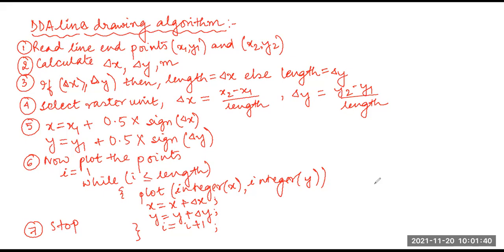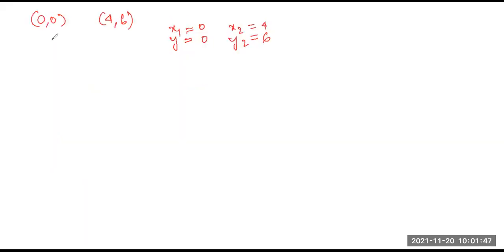Okay. Acha. Now the second line says that calculate del x and del y. So what is your del x and what is your del y? Mod of x2 minus x1. What is the value of del x and del y? Del x is 4, and del y is 6.